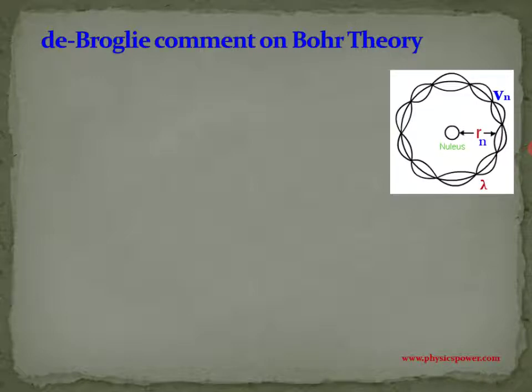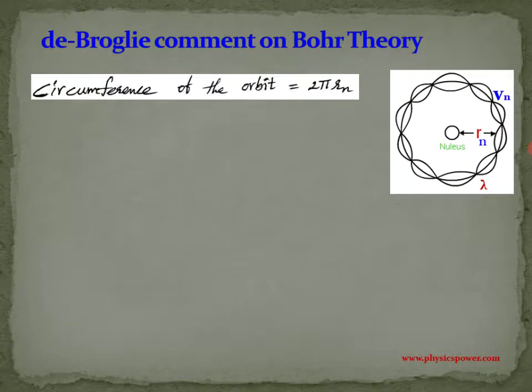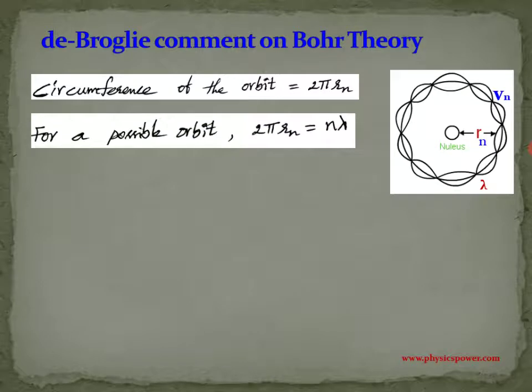Now, to mix his concept into Bohr theory, he assumes that if the electron completes one rotation, it covers the entire distance 2 pi Rn. For the electron in the nth orbit, the distance covered is 2 pi Rn. So this 2 pi Rn must be equal to an integral multiple of lambda. That is what he is saying.